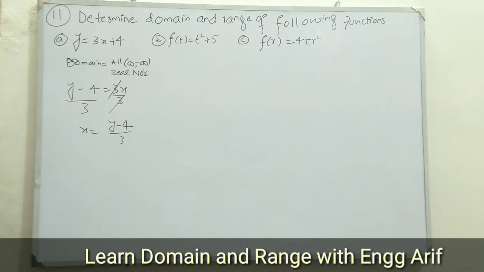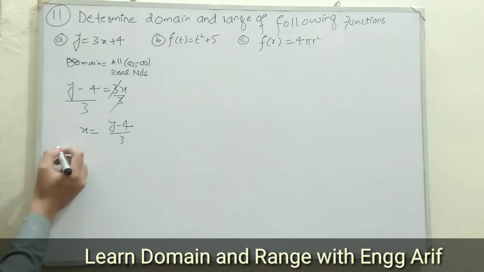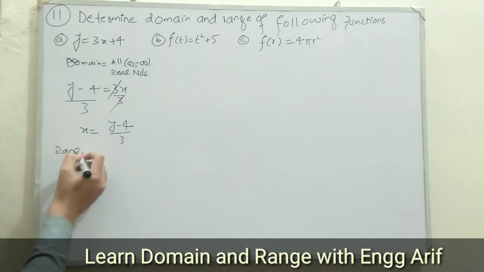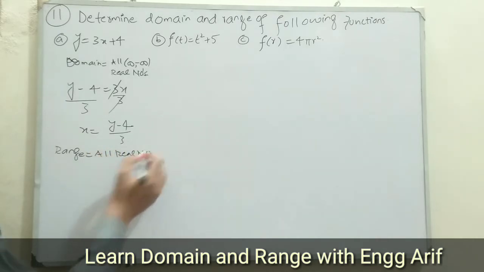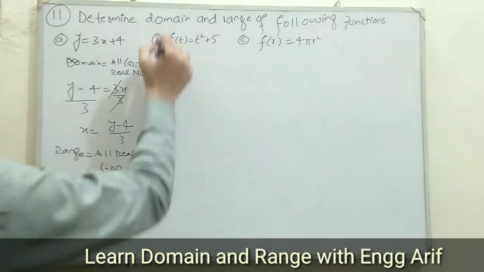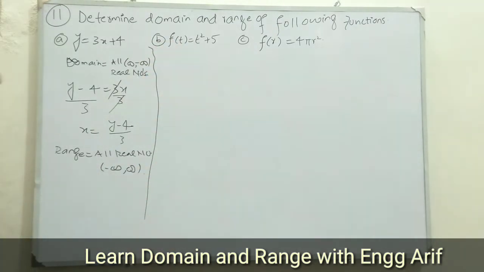So in this case, if we put each and every positive or negative value to y, it will give us a positive or negative real number. So it means that the range for this function is also all real numbers, from negative infinity to positive infinity. So this is the range for the first part of question number 11.